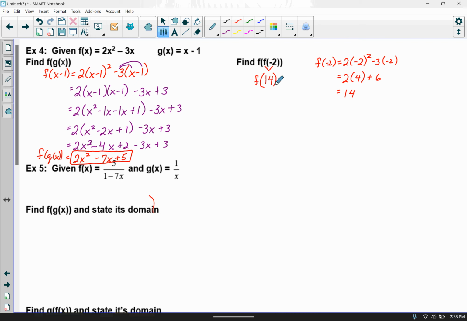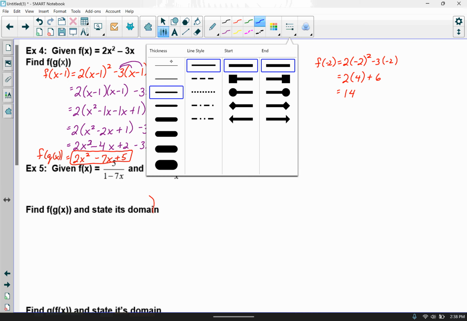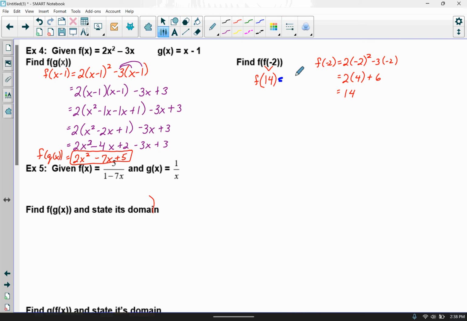So the final answer will be to find f of 14. So that says again, go to your f function. Everywhere you see an x, plug in 14. So that would be 2 times 14 squared minus 3 times 14. Put that in your calculator all at one time and you should land at 350, final answer. Okay.